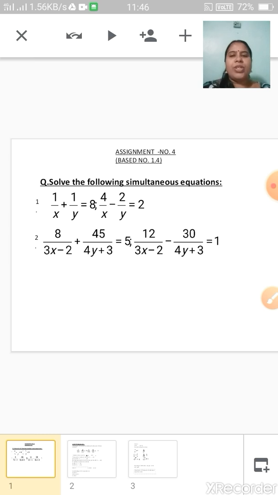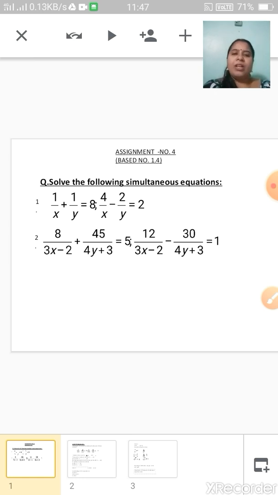So the first question is 1 upon x plus 1 upon y is equal to 8. Second equation is 4 upon x minus 2 upon y is equal to 2. I hope everybody has understood that you have to reduce this by taking proper substitution of 1 upon x as say a and 1 upon y as b. You will get two simultaneous equations, solve those, resubstitute and get the answer.